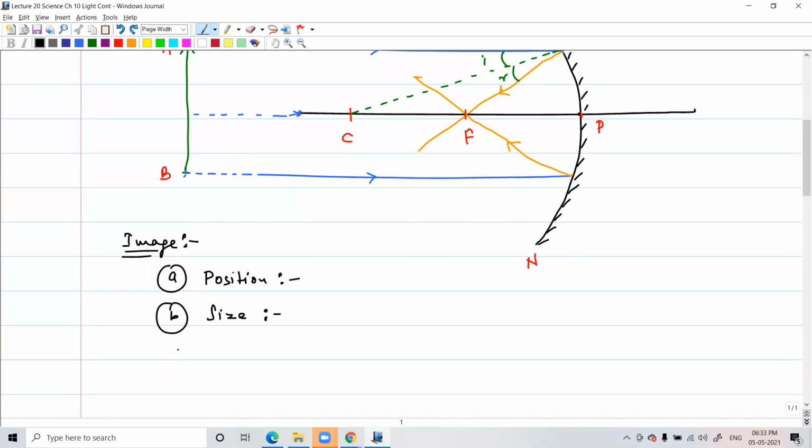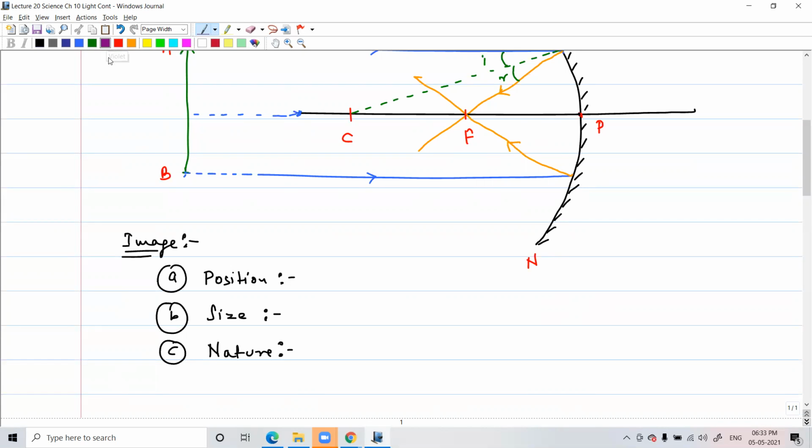Then the third thing, we should ask the nature of the image. Anyone can explain what the nature of the image is? Inverted. Yes, real or inverted, virtual or erect. Those kinds of things you call the nature of the image. Okay.